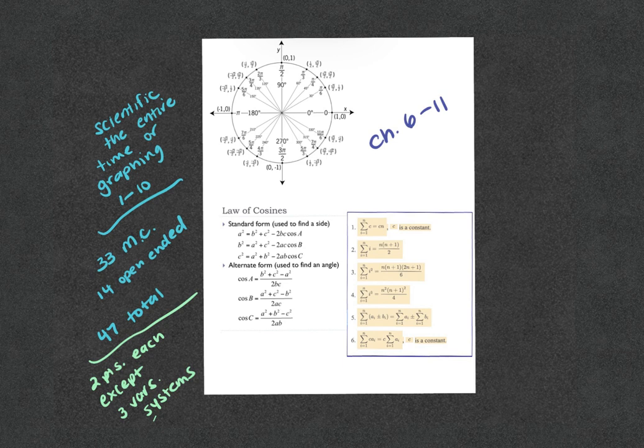The test itself is 47 questions total. There are 33 multiple choice, and there are 14 open-ended, which is where your graphing is going to be, and then the systems of equations and stuff like that. Each of the questions are 2 points apiece, except there are 2 3-variable systems, one using Gaussian elimination with back substitution or Gauss-Jordan, you get to choose, and the other using Cramer's rule. So those will be worth double questions.